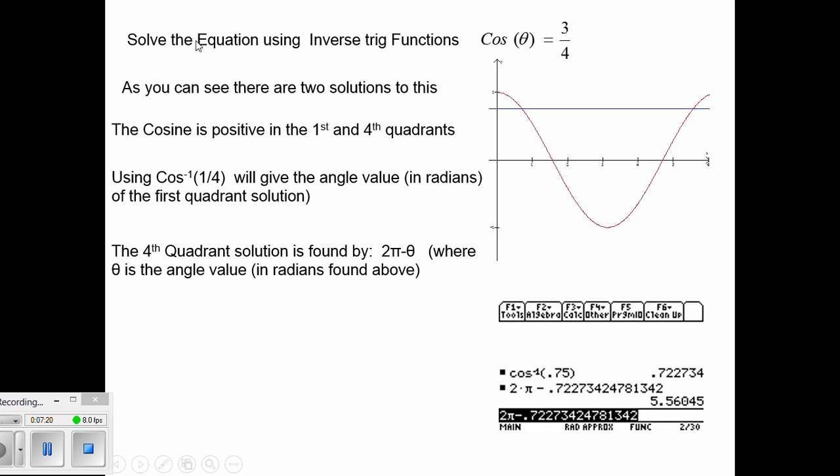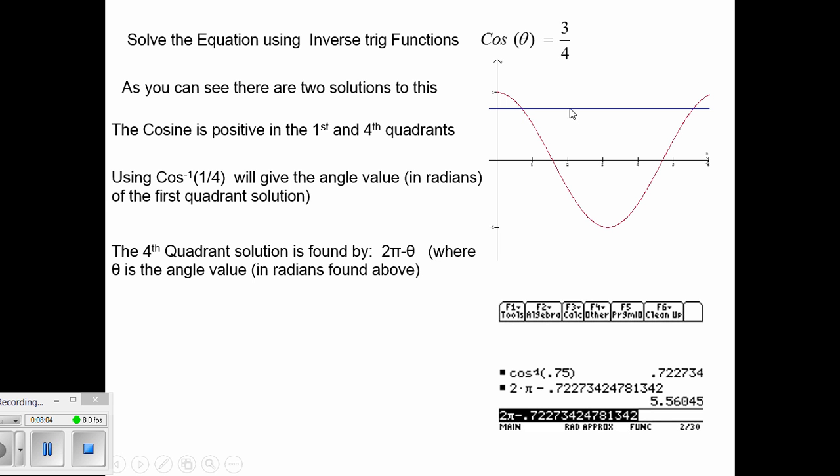A similar type deal. Solve the equation using inverse trig. Cosine of theta equals 3/4. Yes, certainly there is a solution for cosine equaling 3/4. But in order to find that solution, since it's not a familiar stop on the unit circle for us, we're going to say, what is the inverse cosine of 3/4? So we're going to ask our calculator the inverse cosine of 3/4. It's going to tell us it is 0.72. Again, we have to be in radian mode, okay? So that's telling us the radian value, 0.72, when the cosine is equal to 3/4.